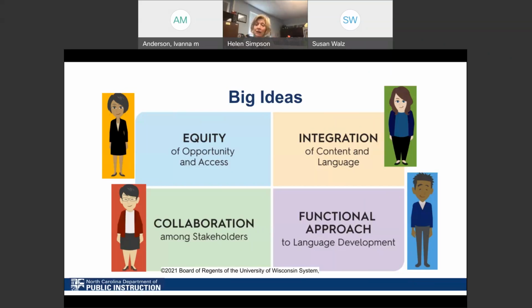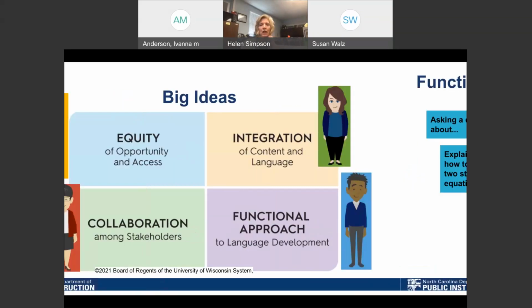And finally, the fourth big idea, which is probably a little bit new to you, is the functional approach to language development. We focus on the purpose of language, not so much the structure. So let's unpack that notion of the functional approach to language development.